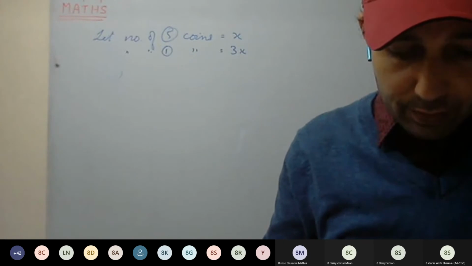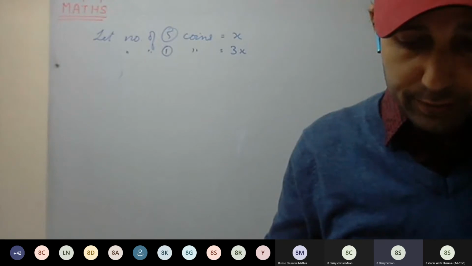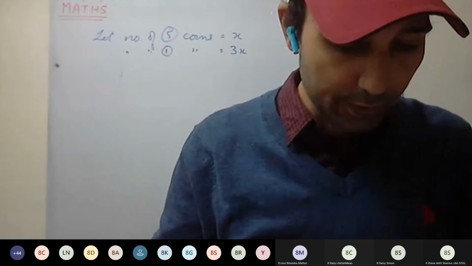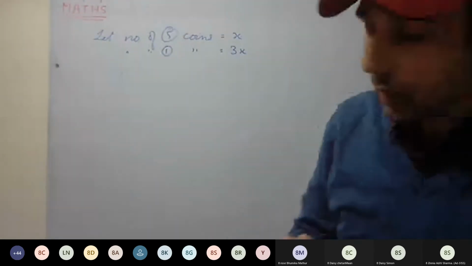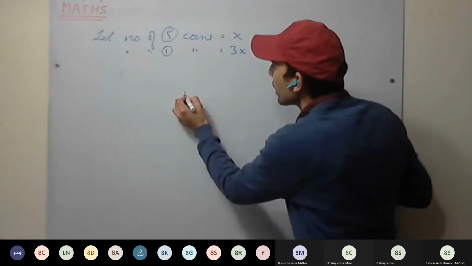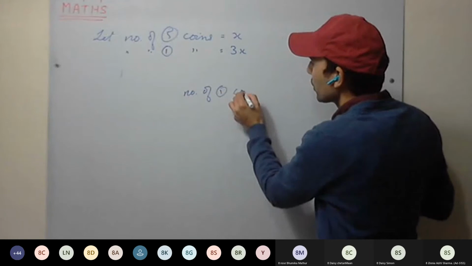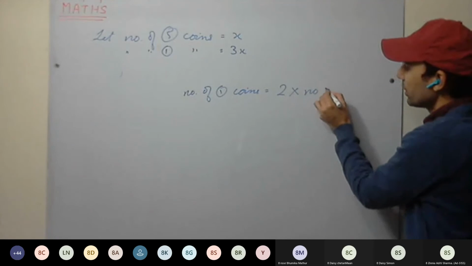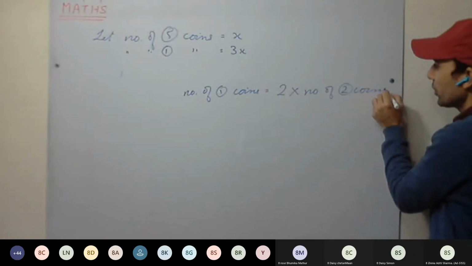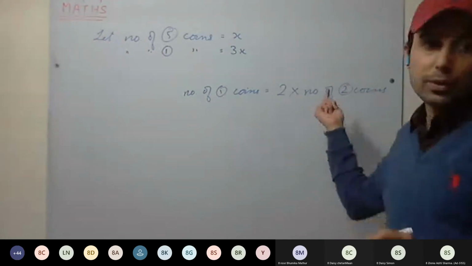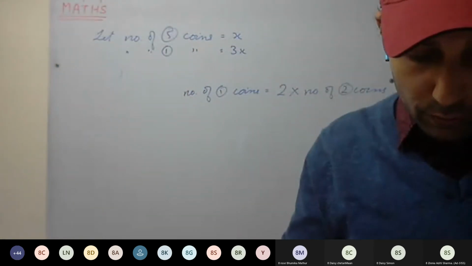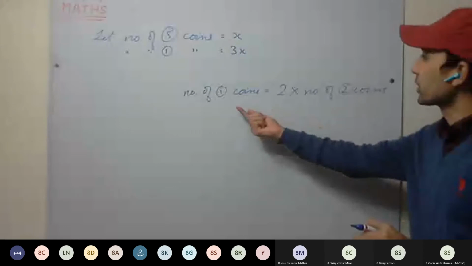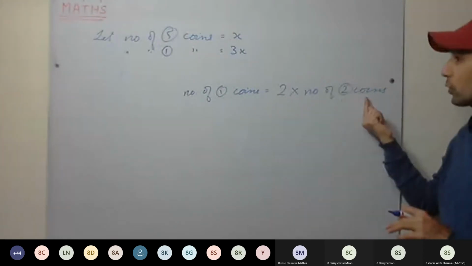And 1 rupee coins are twice the number of 2 rupee coins. So the number of 1 rupee coins is equal to twice the number of 2 rupee coins. This you have understood? I have written it from the book. So the number of 1 rupee coins is twice the number of 2 rupee coins.